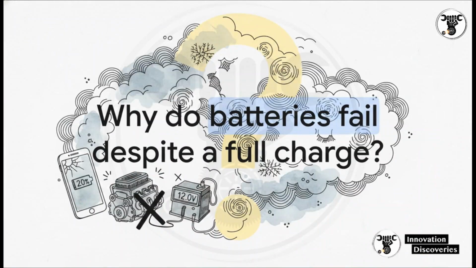So, why do batteries fail even when they hold a full charge? Have you ever had your phone just die when it still says 20%? Or maybe you've tested a car battery. The multimeter shows a perfectly healthy 12 volts, but the engine just clicks. No crank. Well, it's a super common mystery, and the answer doesn't lie in the voltage itself, but rather in a hidden saboteur living right inside the cell.